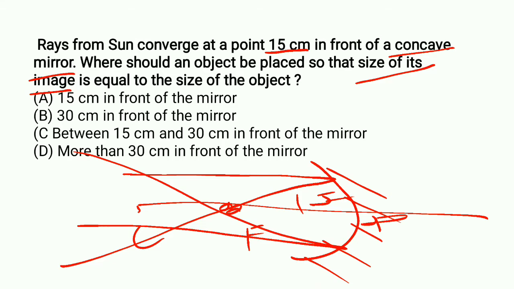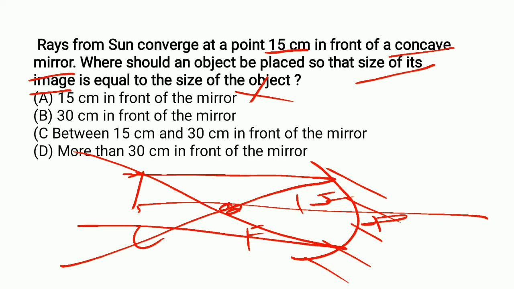So as we know from the ray diagrams, in order to get the same size of image, the object must be placed at the center of curvature. In order to get the same size of the image, the object should be kept at the center of curvature, right? So here in the options, option A has the object 15 centimeter in front of the mirror. No, the object should not be kept at 15 centimeter from the mirror. And option B has 30 centimeter in front of the mirror.